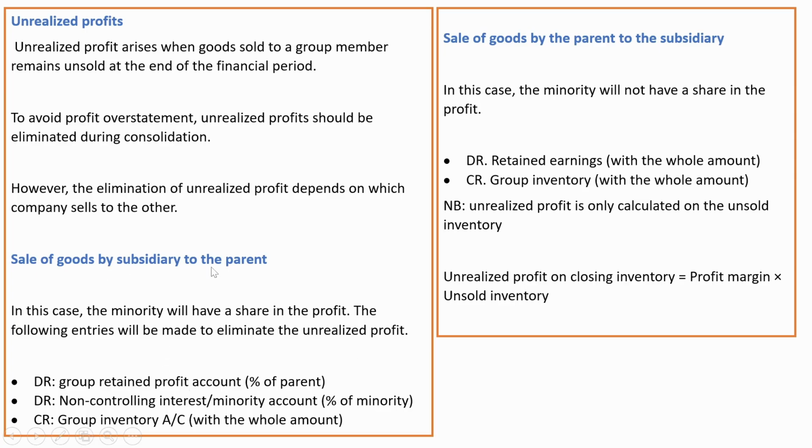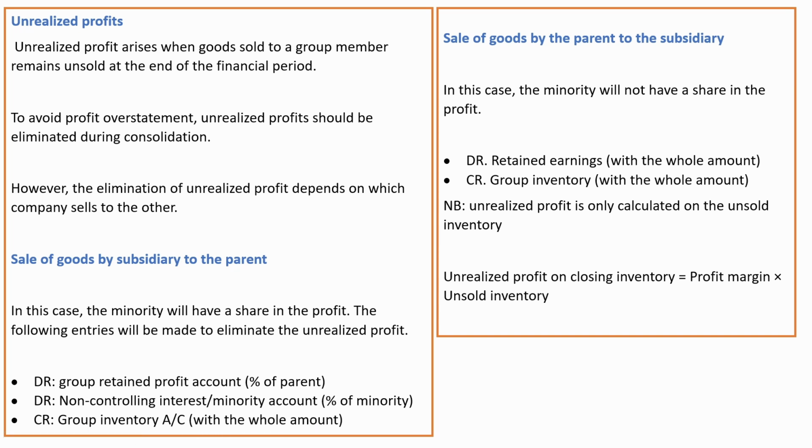If the subsidiary has sold the goods to the parent, it means the subsidiary has made that profit. Any profit made by subsidiary, minorities will have a share. Therefore, our entries will be as follows. Debit group retained profit account, take the percentage of parent. Debit non-controlling interest or minority account, the percentage of minority. Credit group inventory account with the whole amount.